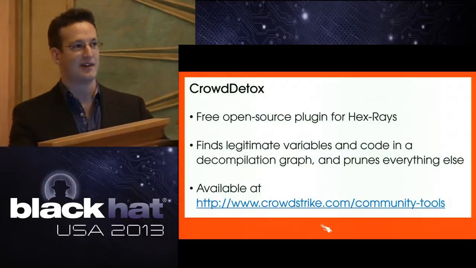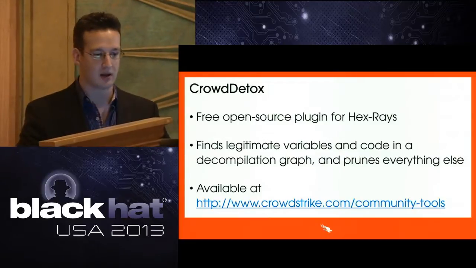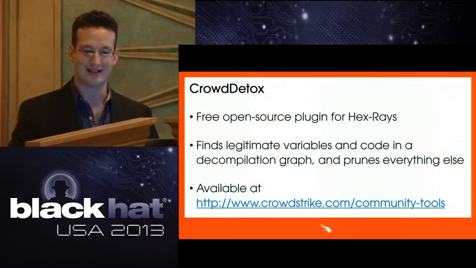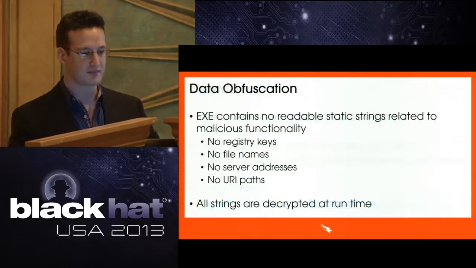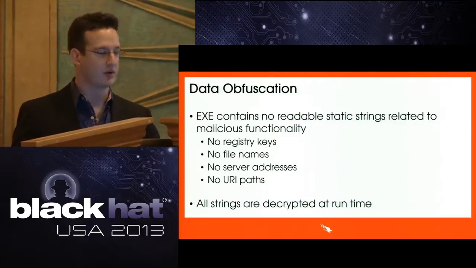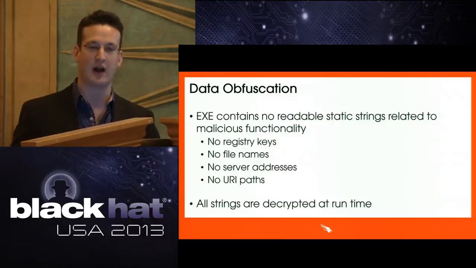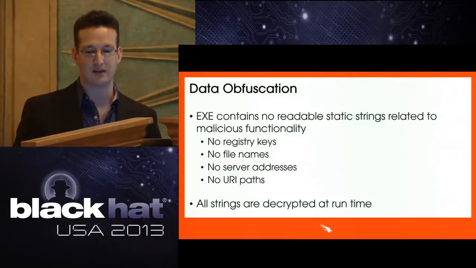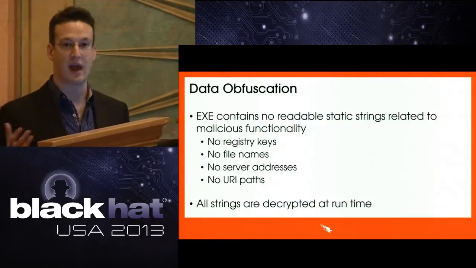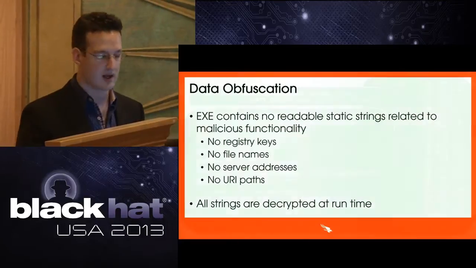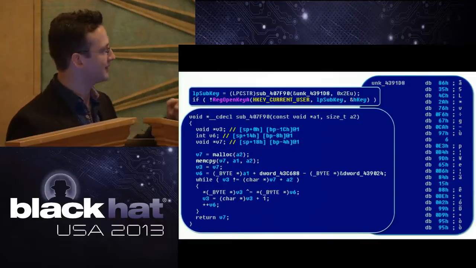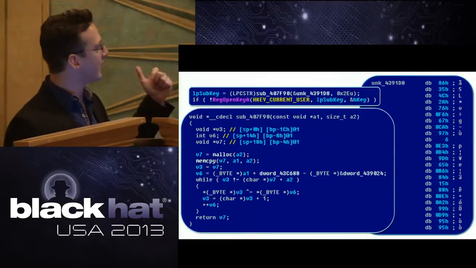Okay, so that was the code obfuscation. But code obfuscation wasn't the only aspect of this malware. It also used data obfuscation. In fact, this malware contained no human-readable registry keys, file names, server addresses, or URI paths. And the reason is that all of the strings used for this functionality are decrypted at runtime. And if we look at the code, this is actually the deobfuscated decompiled code. We can see some snippets here.